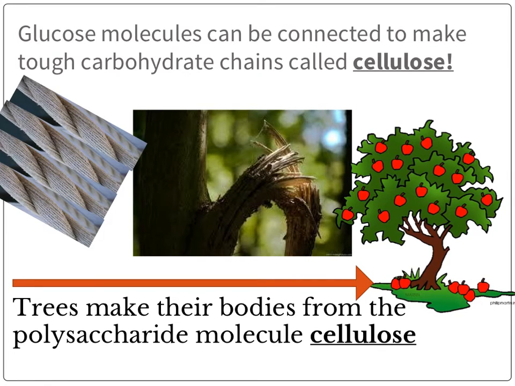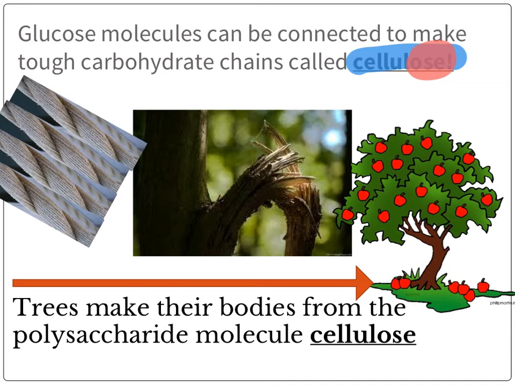Now this polysaccharide, there's many polysaccharides. The one that plants make their bodies out of is specifically called cellulose. And we know cellulose is a sugar since you got that OSE ending right there. And so glucose comes together to make a polysaccharide in the form of cellulose, which is a tough polysaccharide that plants use to make their body.